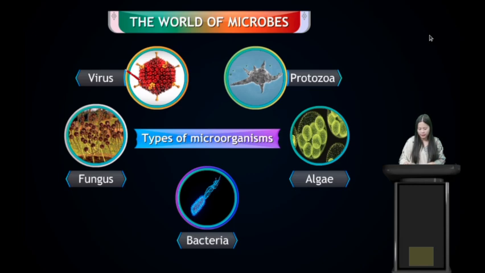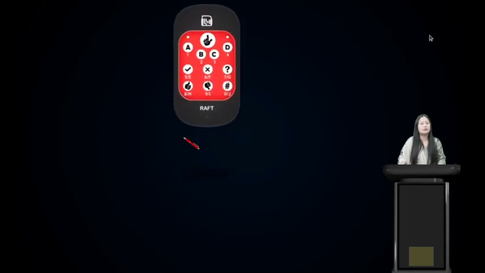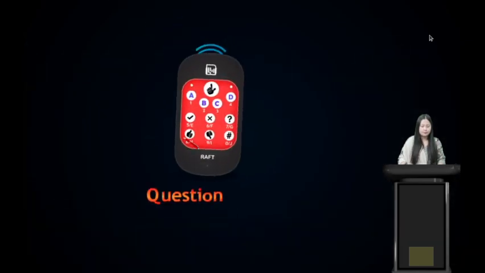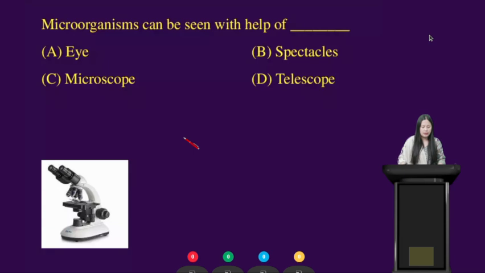But before we proceed further, let us answer one more question. Please get your rough devices ready, students. The question is, microorganisms can be seen with the help of option A, eye, option B, spectacles, option C, microscope, option D, telescope. So we have four options. I'm giving you 15 seconds to respond to this question. Your time starts now.